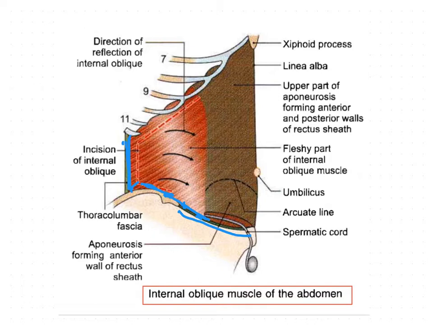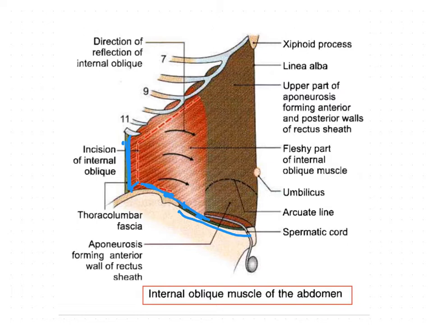That means the direction of the fibers. Okay, how is the direction of the fibers of this internal oblique muscle? The fibers from the lumbar fascia run vertically upwards and insert into the lower borders of the 10th, 11th and 12th ribs. Okay.